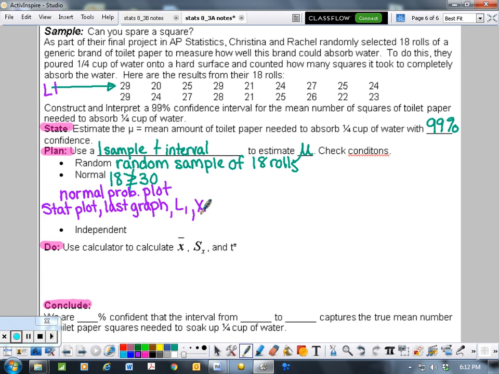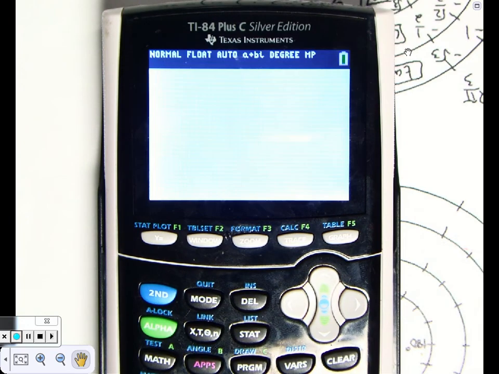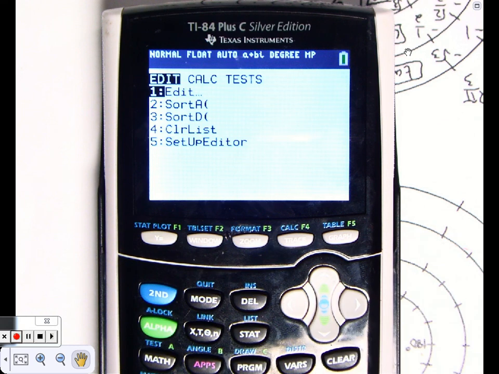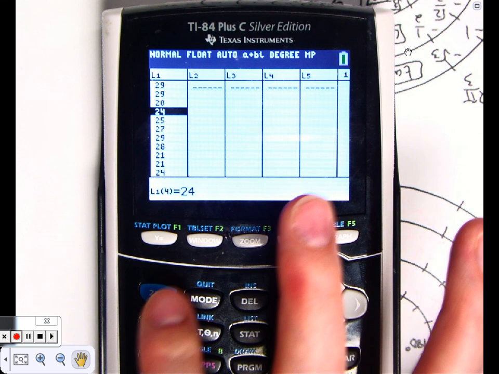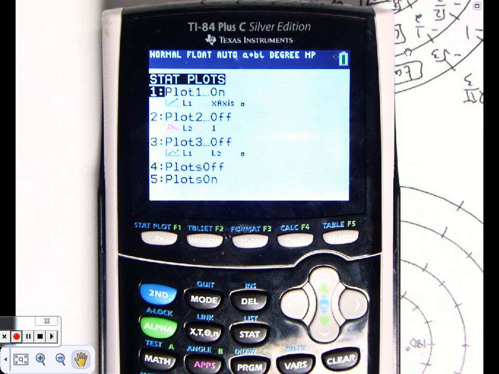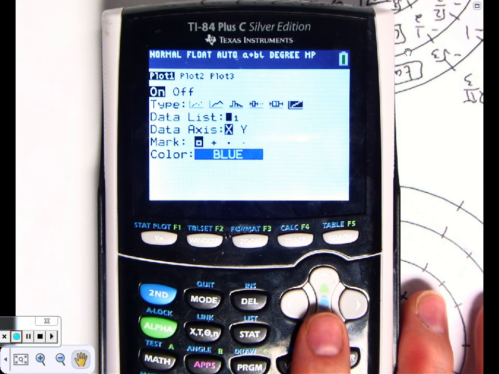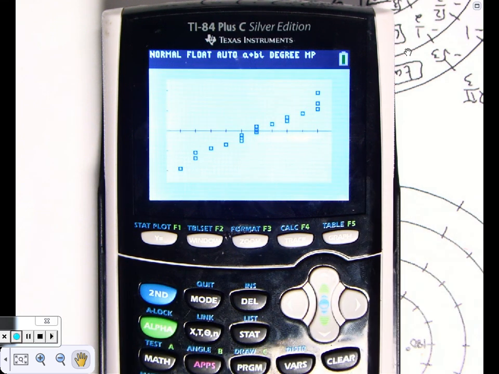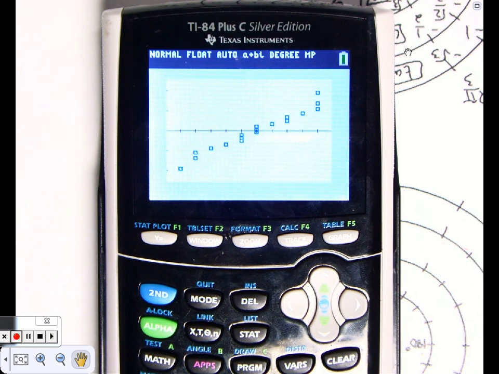So let's go ahead and grab my calculator. Okay, this helps if I turn it on. There's my calculator. I'm going to go to Stat, Edit, and there's all my numbers for my list. Now I'm going to go into my stat plot and turn on my plot. We're going to come down to the very last graph. We're going to use L1, graph it on the x-axis, and then hit graph. And if you can't see it, we do zoom 9, and that allows us to see our graph.